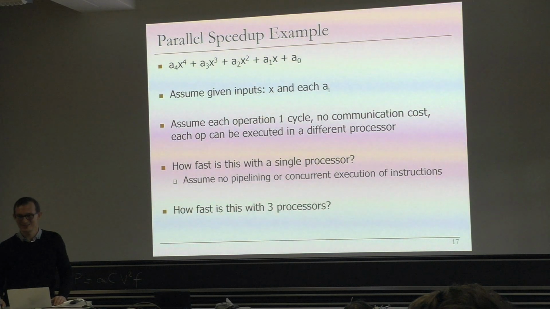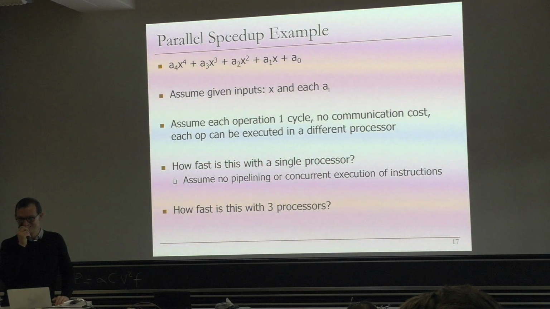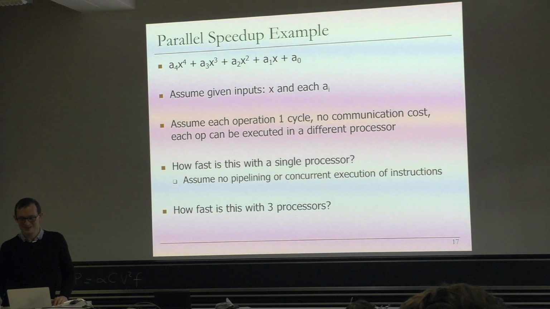Yes, please. 5 cycles. 5 cycles, okay. How did you come up with it? One processor will just calculate, multiply x in every cycle, and the other one will just take that value and multiply with the constant. Okay. And the third one will add them. Okay, that's one way of doing it, sure.